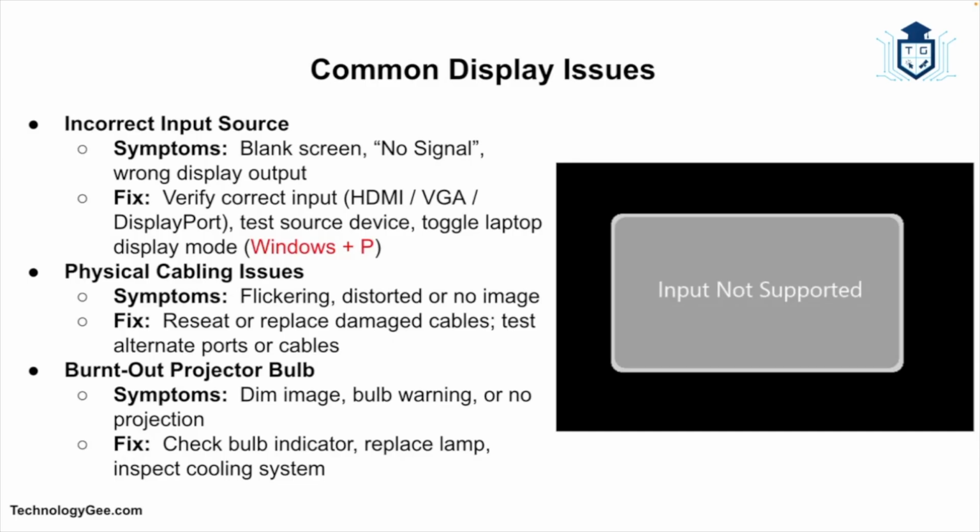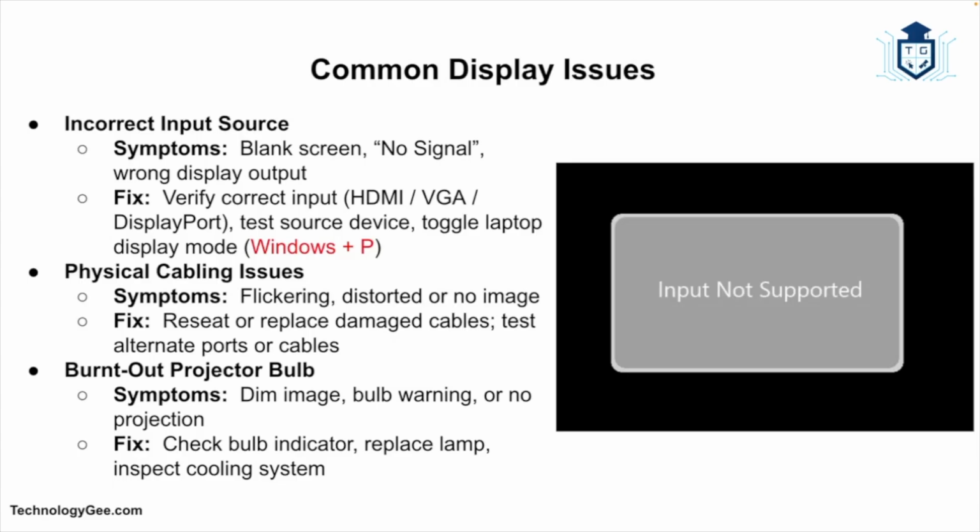And the first one is the incorrect input source. One of the simplest and most common issues you might run into is an incorrect input source. The symptoms are as follows. The display might show a blank screen or an error message like no signal. The monitor may be active, but it's not showing the content you expect. Or you may notice the input switcher on a projector or monitor has been set incorrectly. So here's how you troubleshoot it.